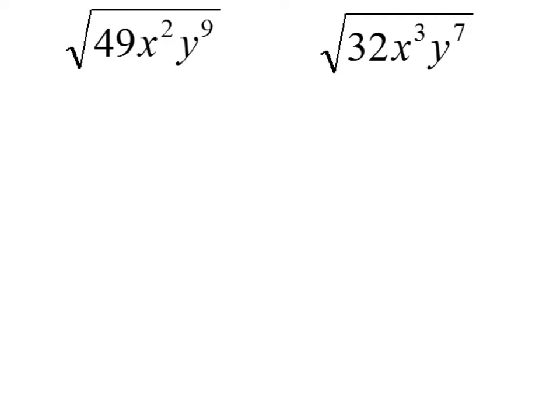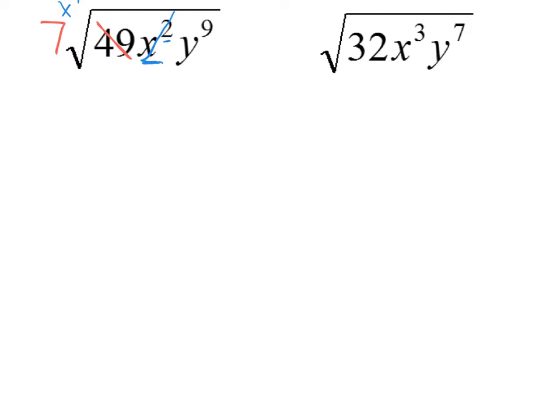So if we look at the first example, I'm going to start with the number. You're going to say to yourself, what's the square root of 49? Hopefully, you realize the square root of 49 is 7, so I'm going to put it out front. Then we're going to look at the first variable. X squared, 2 is even, so we're going to cut it in half. So that becomes x to the first. We can cross that out.